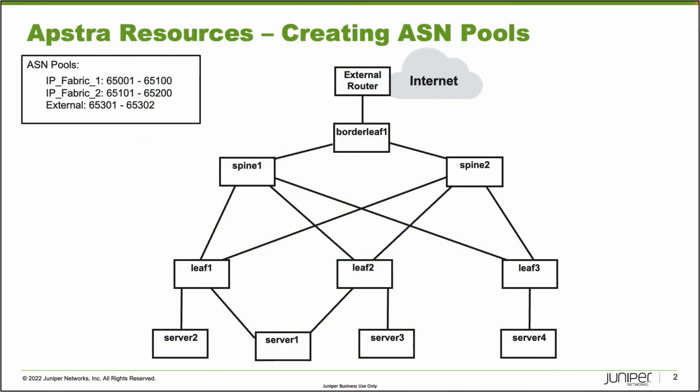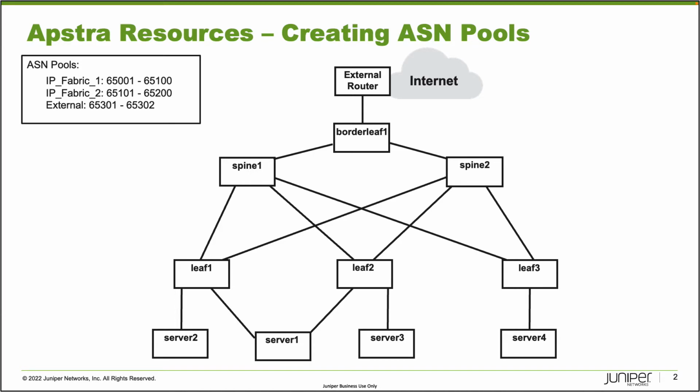All right, so here is our topology. In this topology, we have a few different devices I want to talk about. We have the IP fabric, which has 2 spines and 4 leaves. There's spine 1, spine 2, which are the spines, and then leaf 1, leaf 2, leaf 3, and border leaf 1 that are the leaves. And then we have the servers that are connected to the leaf devices at the bottom.